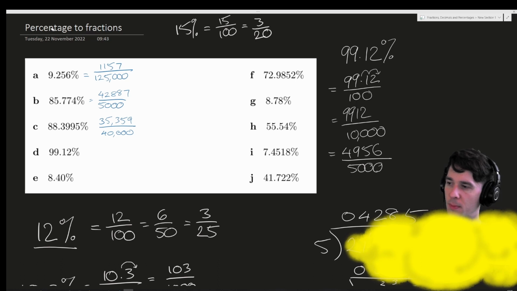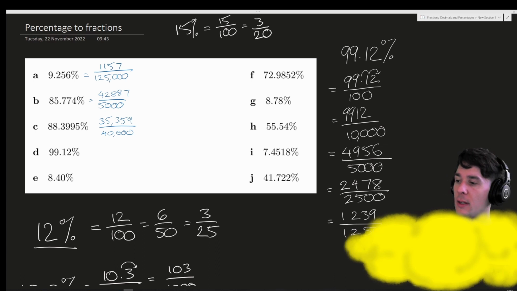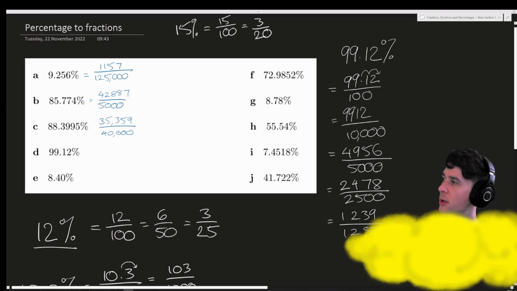Let me make a little more space below for us because we can simplify by dividing by 2 again, and that's going to give us 2,478 over 2,500. We can divide by 2 again, which will give us 1,239 over 1,250. And that will be our final answer. So we get 1,239 over 1,250.